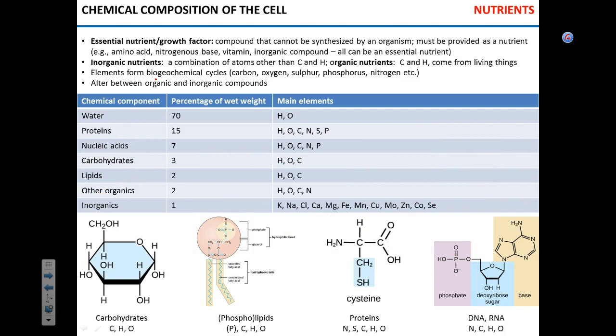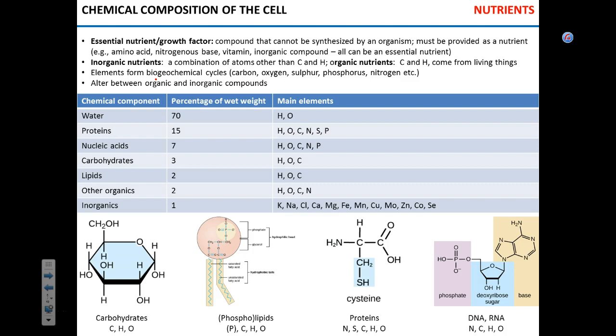Now, we're going to mention this, and then we're going to go over the quiz, and then we're going to take a little break. So I just want to say a few words, because we're going to talk about biogeochemical cycles, and I don't want to start that too early. Chemical composition of the cell.